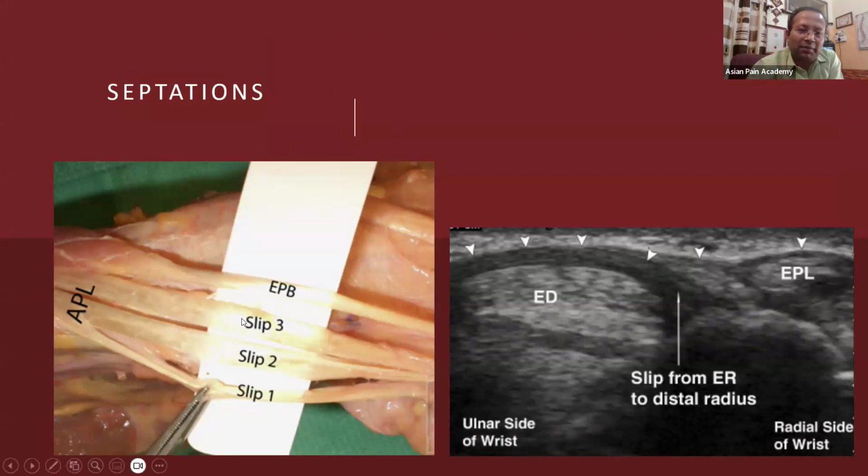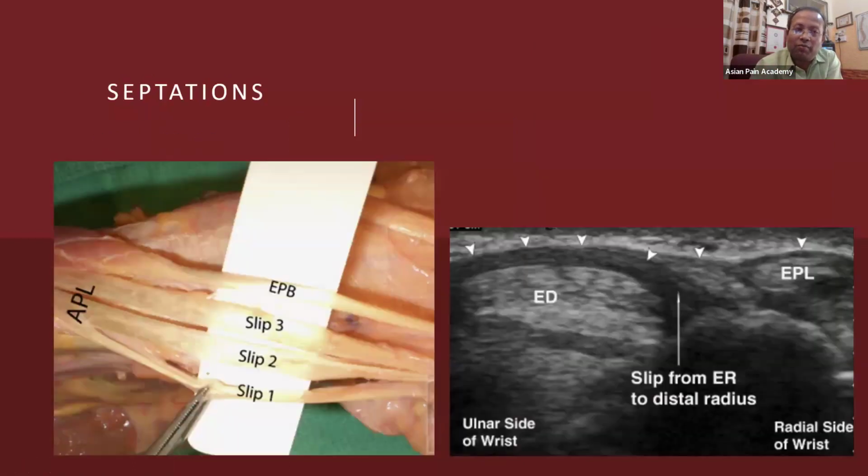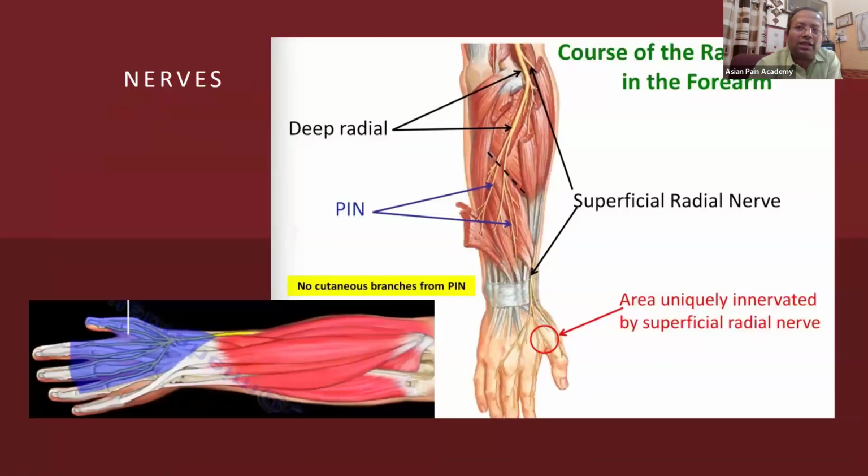So these septations are found inside the APL also, and other areas like the extensor retinaculum, as I showed you. From the extensor retinaculum, there are septa which separate all the extensor digitorum tendons and the others from all the compartments. These compartments are formed as there are different septa from the extensor retinaculum. So they form different compartments. Okay, so these are important for intervention purposes.